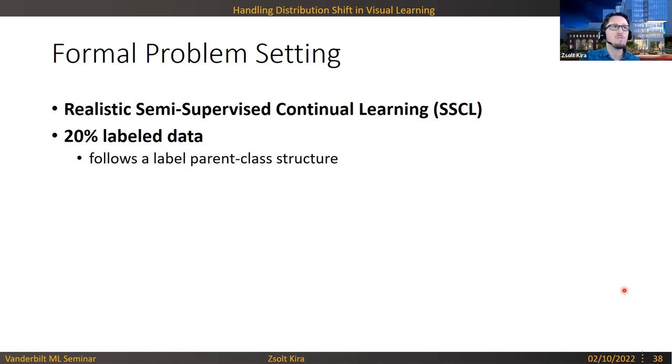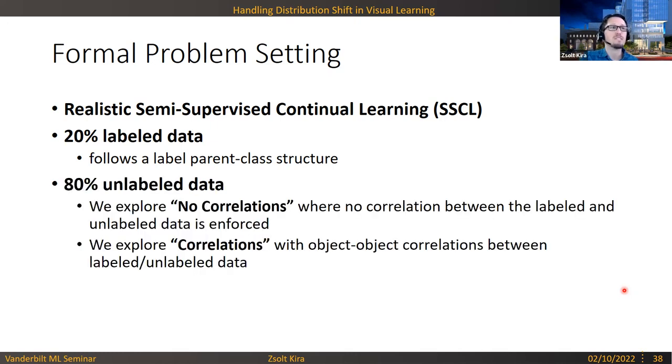And this just follows, for example, the parent class structure. And then we have 80% unlabeled data. And we're exploring two types of distribution in the unlabeled data. One is no correlations. That is, the unlabeled data is not correlated. That is, it's not the same types of superclasses as the labeled data. And then the correlation where it is. So you have kind of a correlation between the types of objects that you see. And again, we're trying to mimic the real world.